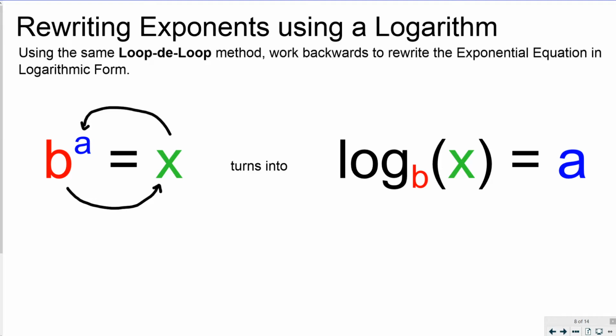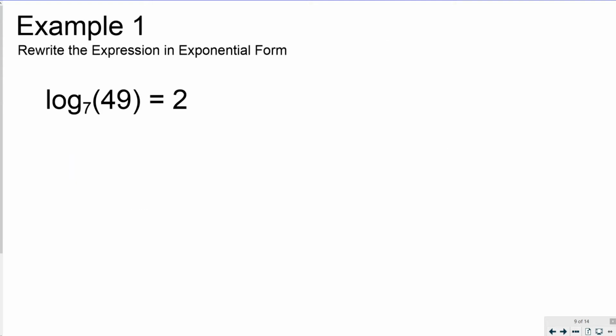And you can see that red b goes around to x, green x, and then hops back over to a, and that is the order in which we're going to fill in the pieces of our logarithmic equation. Base b, result x, and power a. So we're going to jump right into rewriting the expression in exponential form.